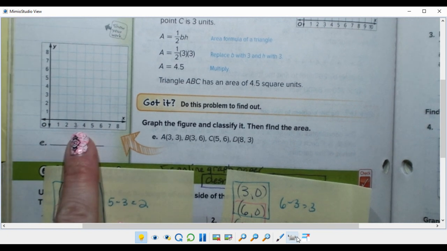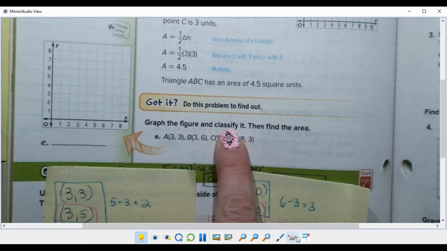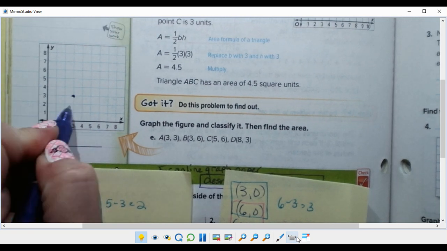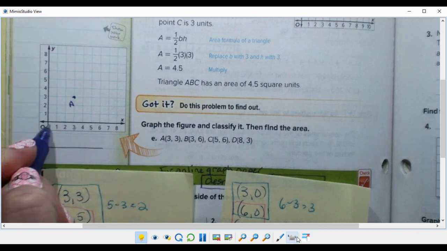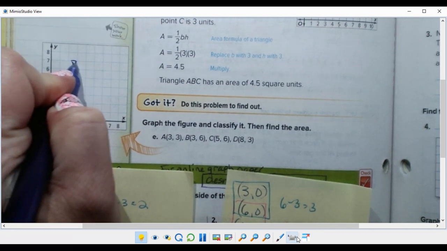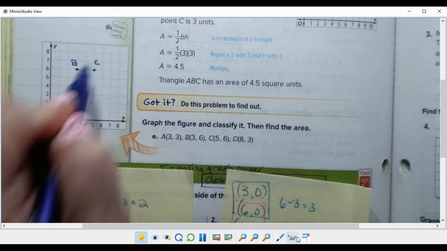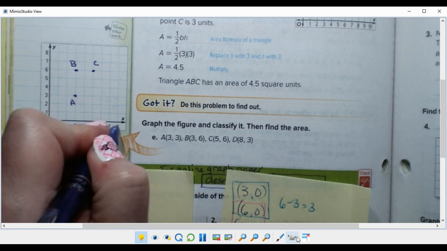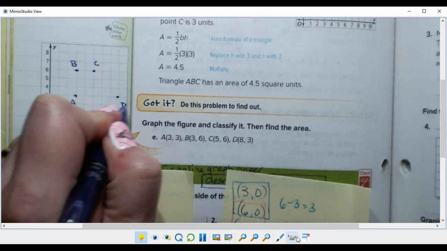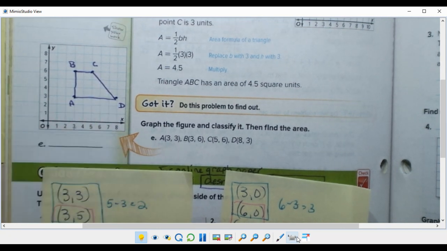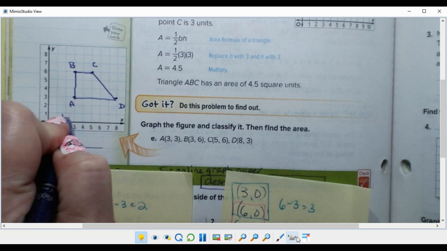Now notice they've given us the graph paper over here. We're lucky it's only in quadrant 1. So we're going to graph this, classify it, which means name the type of shape, and then find the area. Okay, so side to side 3, up and down 3, make a dot, call it A. Side to side 3, up and down 6, make a dot, call it B. Over 5, up 6, make a dot, call it C. And over 8, up 3, make a dot and call it D. Connect your dots. We'll classify that as a trapezoid.